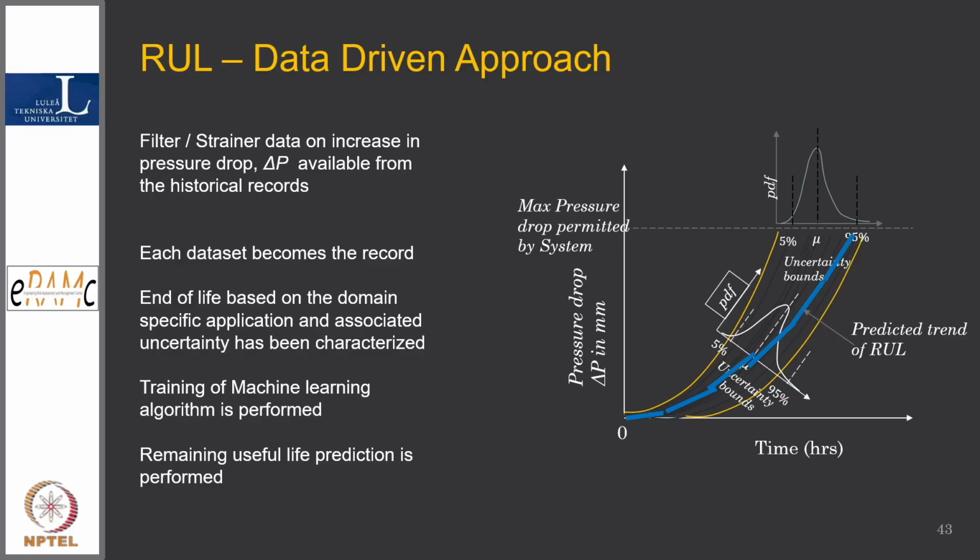We are trying to visualize how the RUL data driven approach will be used here. Let us say there is a strainer which is choking, and that is indicated by an increase in delta P.